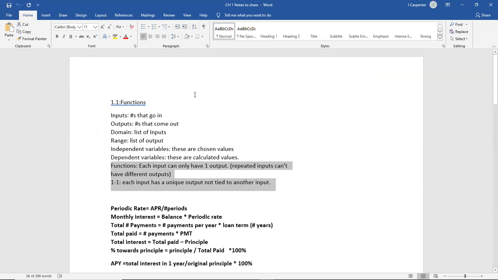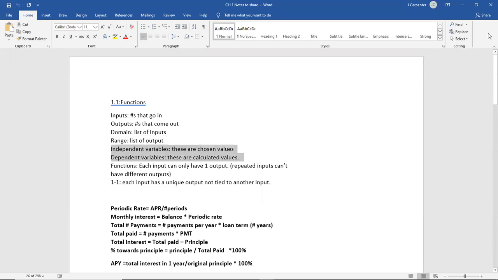The only thing that I haven't mentioned previously that was on this list is independent and dependent variables. Independent variables are chosen values. Dependent values are calculated values. Independent variables are me, all right, I want to grab an orange. I want to grab an apple. I want to grab a banana. That's my choice. That's what I put into the function. So independent variables are what go in.